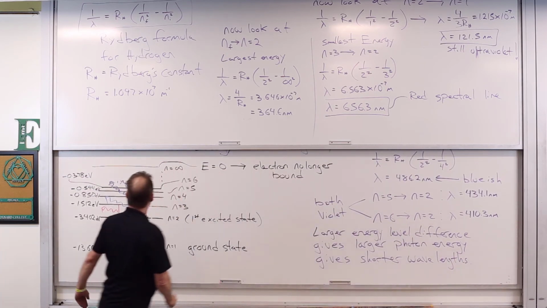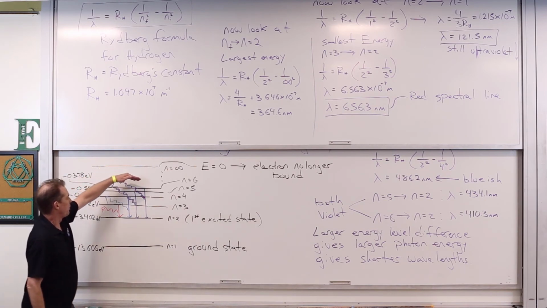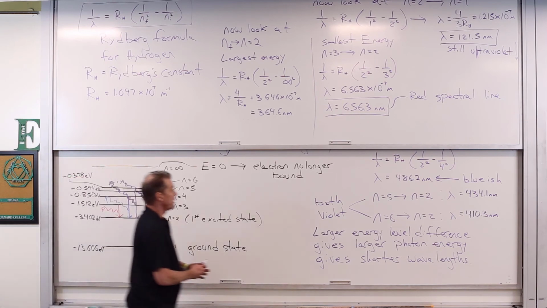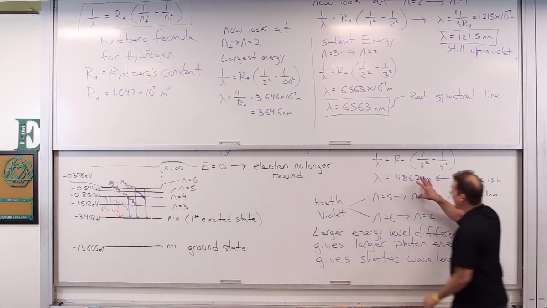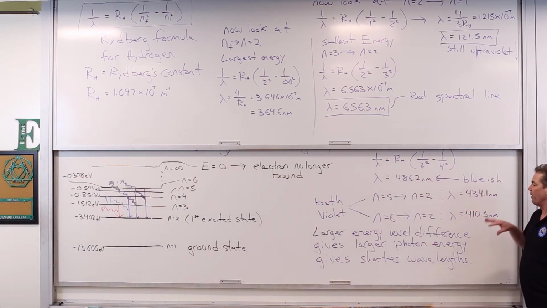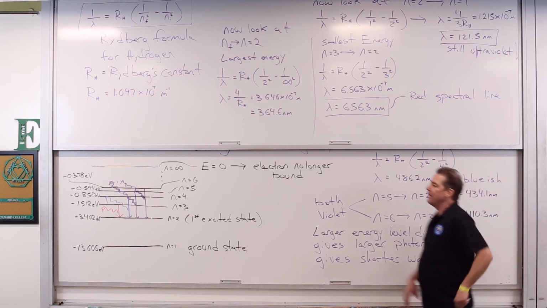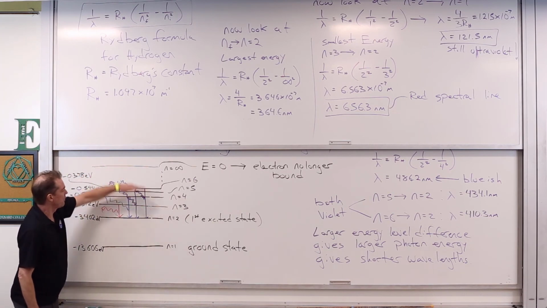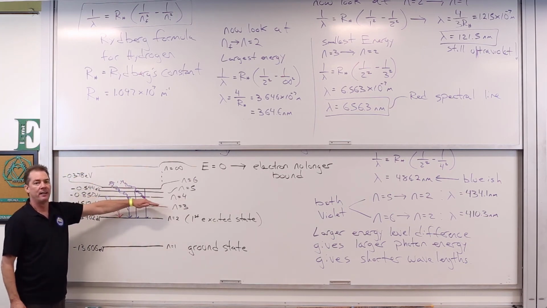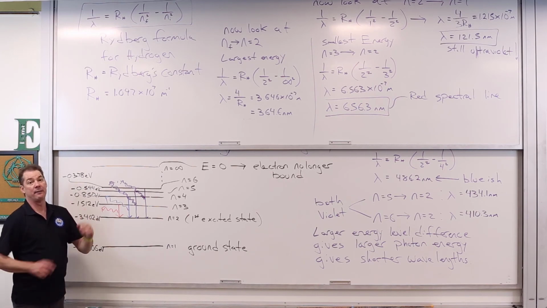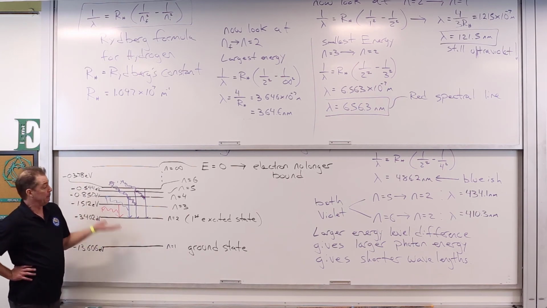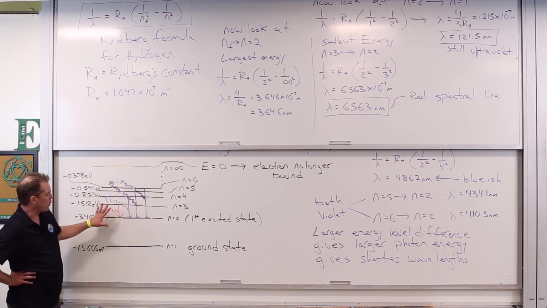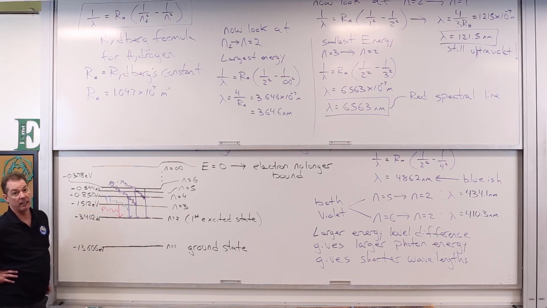So if we start looking at, say, n equals 7 to n equals 2, n equals 8 to n equals 2, those start giving us values that are back in the ultraviolet region. But if we look at energy levels that transition from something higher to n equals 3, all of those end up being infrared. And that's just how that works out. So those 4 transitions are the only ones that give us light in the visible region.